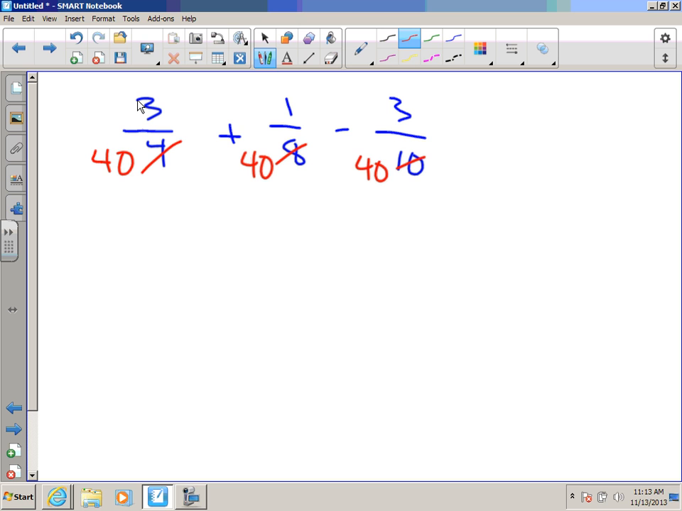So 3/4 becomes how many 40ths? Carlos? 30. 1/8 becomes how many 40ths? 5. And 3/10 becomes how many 40ths? Times 4 is 12.